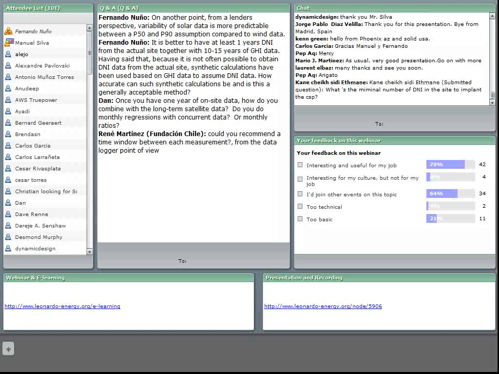Okay, thank you. We will leave Dan to further precise. Very well. From Rene Martinez from Chile, could you recommend a time window between each measurement from the data logger point of view? Well, if I understand well the question, it's the time between measurements, or the recording. For the time step, yeah. Yes, the time step. Well, it depends on the type of data logger and on the purpose of the station.